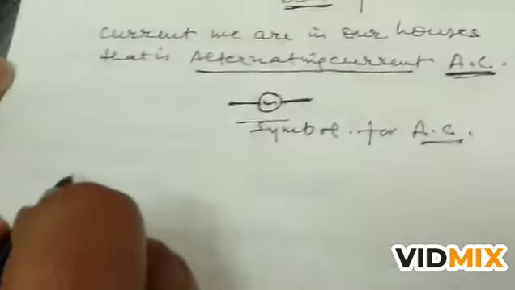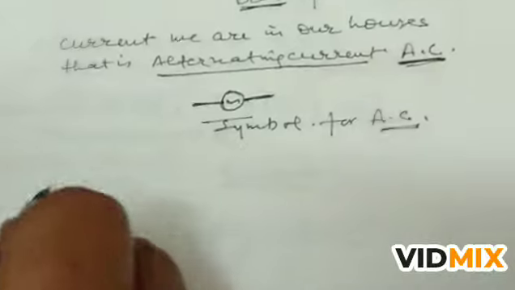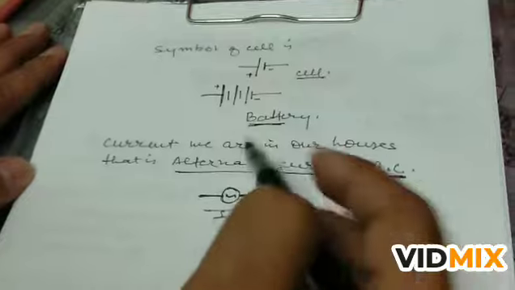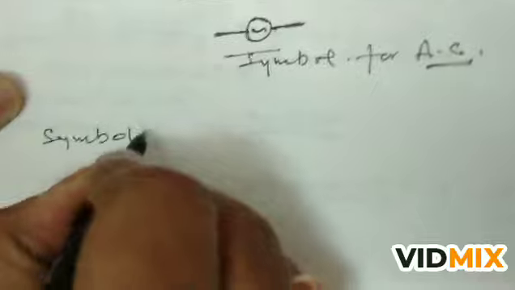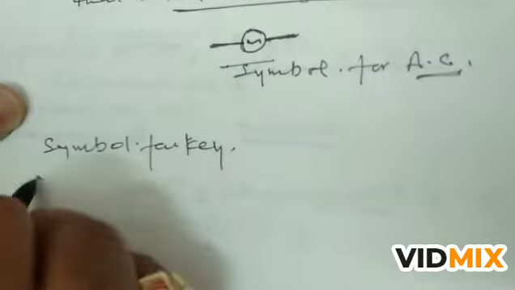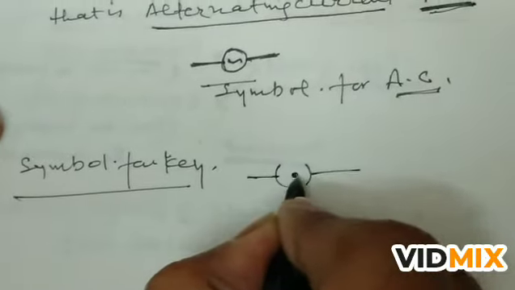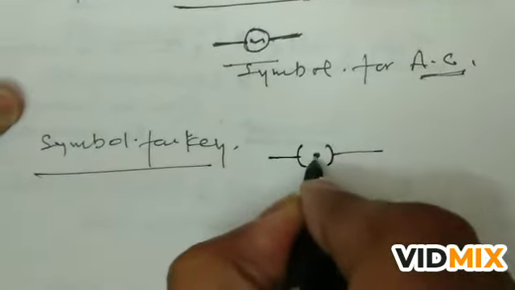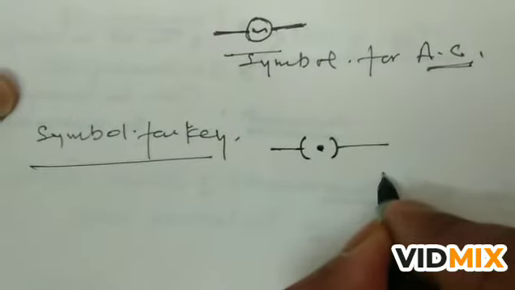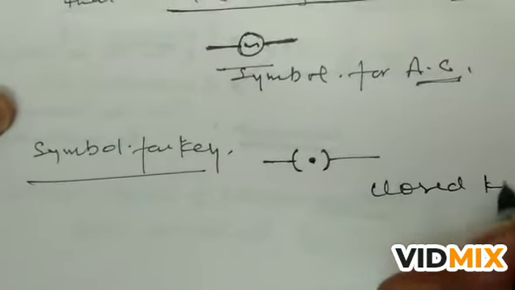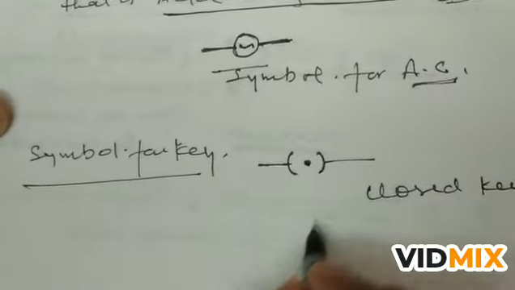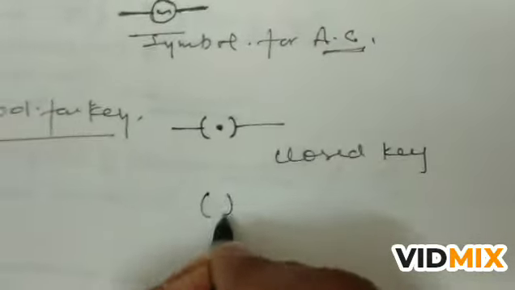There are so many symbols we use to make an electrical circuit. We have discussed the cell and alternating current. Key: this is the symbol for key. If we use a dot here, it is a closed key, and if there is no dot, this is an open key.